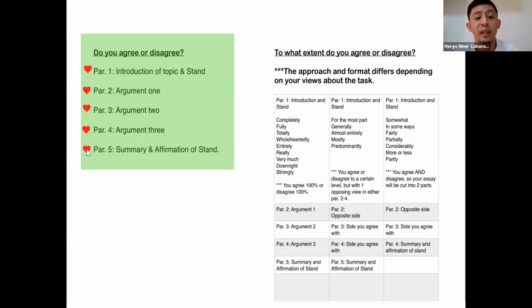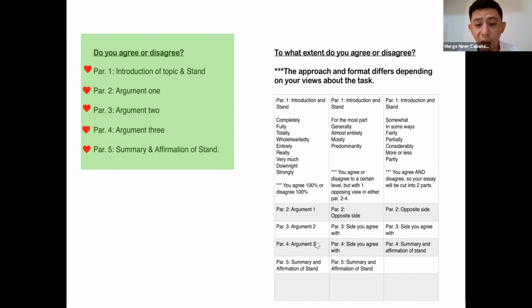Look at paragraph 5. It's basically just a summary and affirmation of your stand. But if you're going to compare, take a look at this. If you're just going to compare your typical agree, disagree on the left side of my screen right here, and you're going to compare it on the right side, which is to what extent do you agree, disagree?